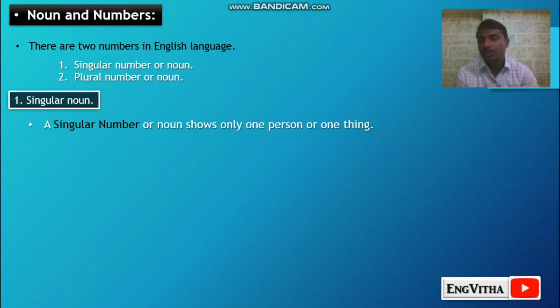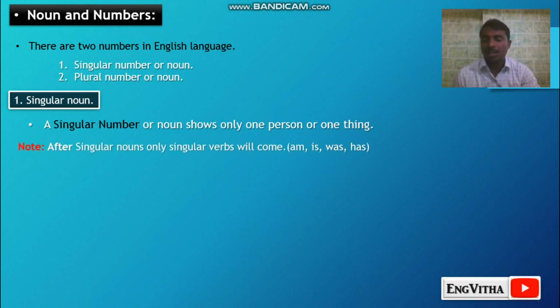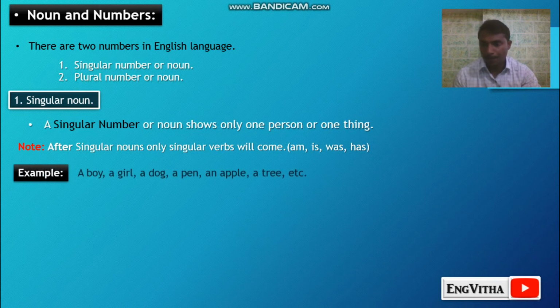Before looking at a few examples of singular nouns, we need to keep one thing as a note. That is, after singular nouns, only singular verbs will come, like am, is, was, has. I will speak to you more about verbs in another lecture. Firstly, we will see examples of singular nouns. Here they are: a boy, a girl, a dog, a pen, an apple, a tree.